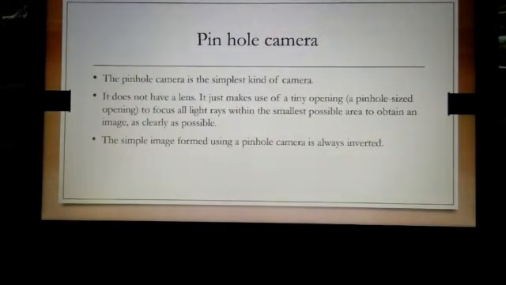So the pinhole camera is the simplest kind of camera. It has no lens. It just makes use of a tiny opening to focus all light rays within the smallest possible area. The simple image formed using a pinhole camera is always inverted. Clear, children?